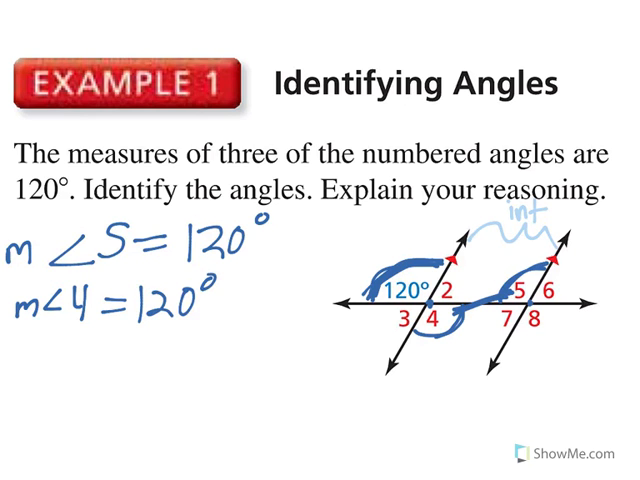And then my last set of congruent angles is my alternate exterior angles. For exterior, I have the 120 that we started with. It's an exterior angle, and I need an alternate angle with it as well. So I'm going to cross my transversal, go to the other side of my exterior, and so I would be looking at angle 8. So the measure of angle 8 would also equal 120 degrees.